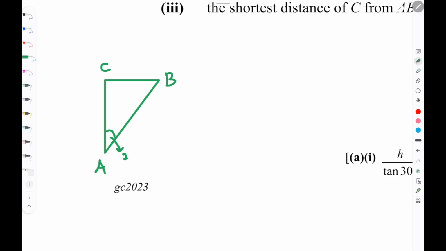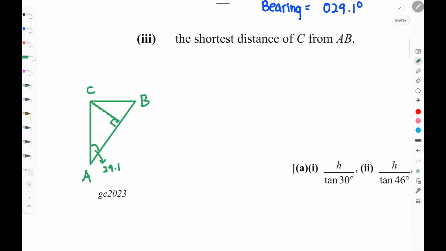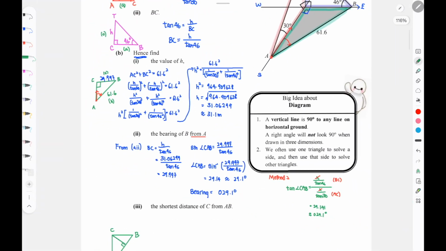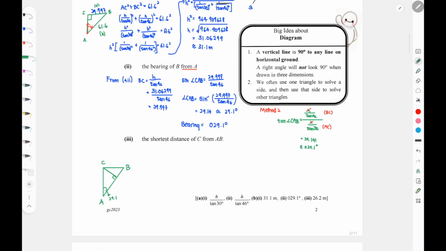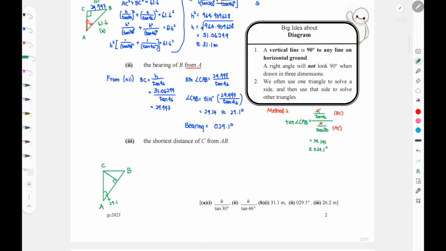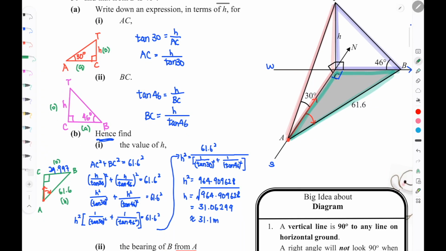Twenty-four, 29.1. Okay, so I need to have a right angle here. So it is the shortest distance from AB to C. Okay, with that, I realize I have a right angle triangle, in which I also have my AC. Correct, I have the length of my AC, which is just my part A part 1.